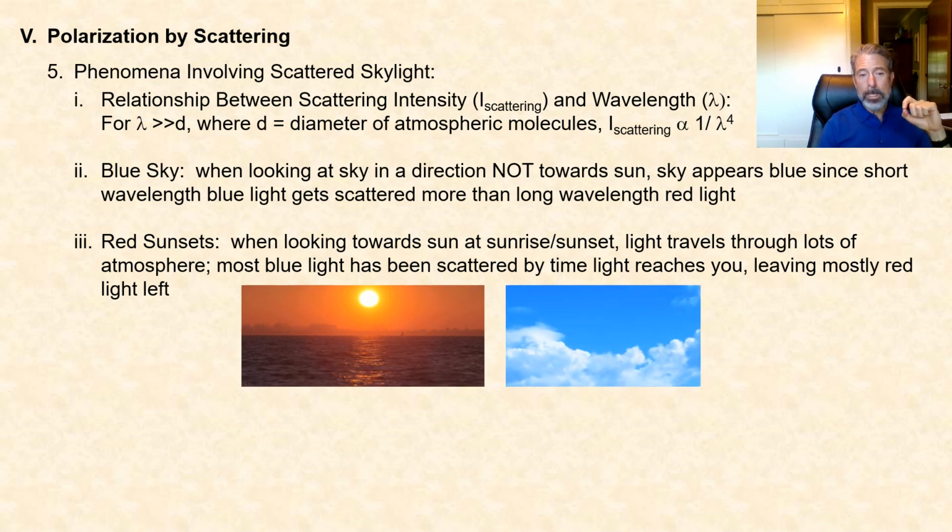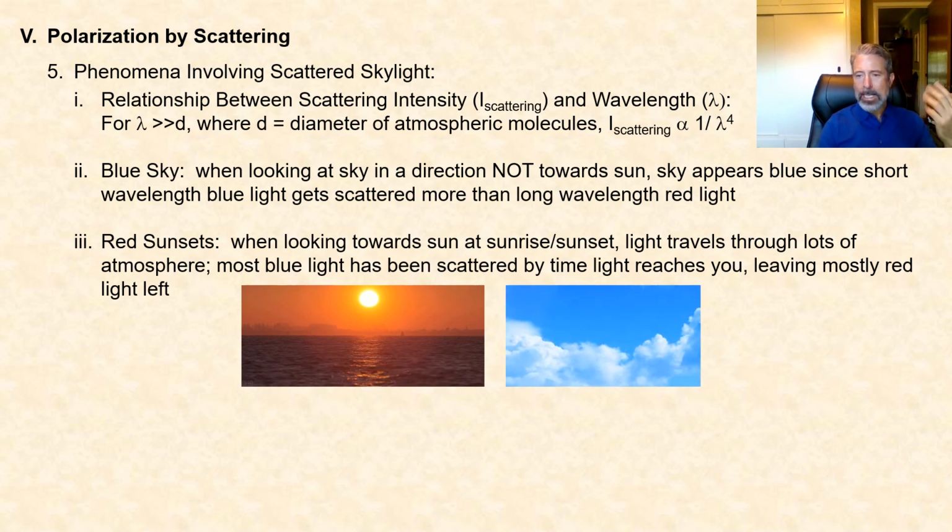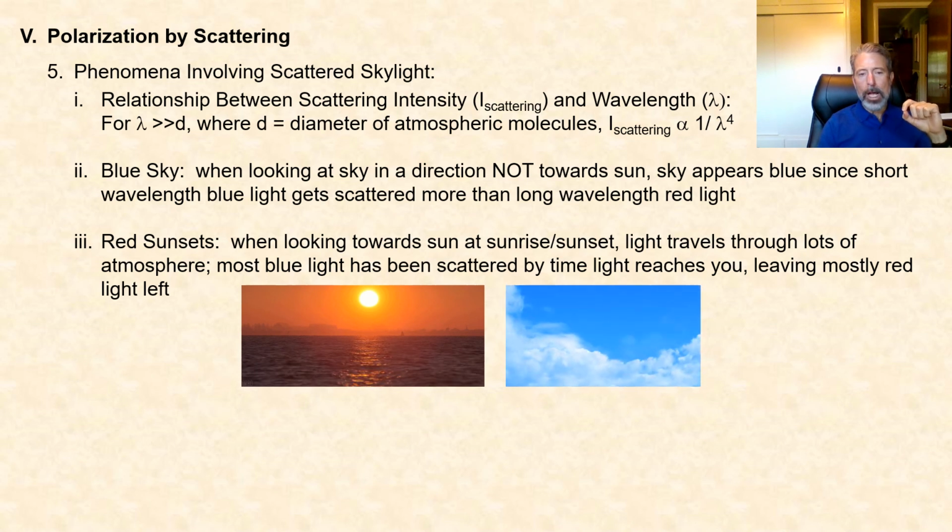You could explain red sunsets. Well, here, when you're looking towards the sun now at a sunrise or sunset, the light has to travel through lots of atmosphere. So most of the blue light has been scattered by the time the remainder of the light reaches you, leaving mostly red light left.